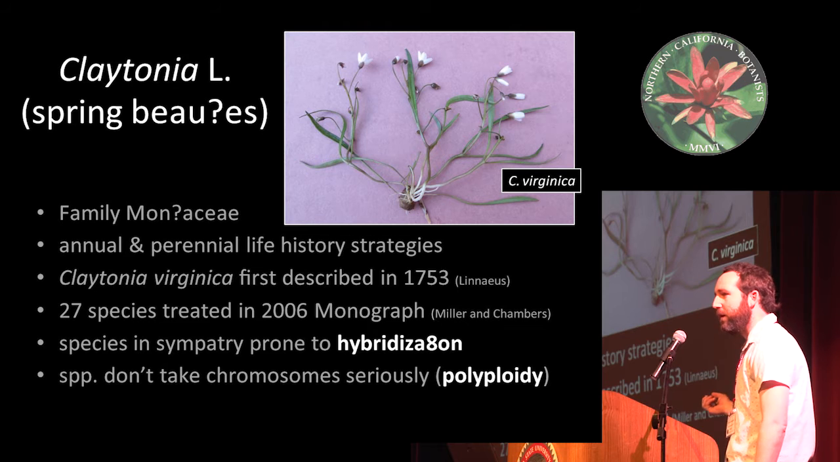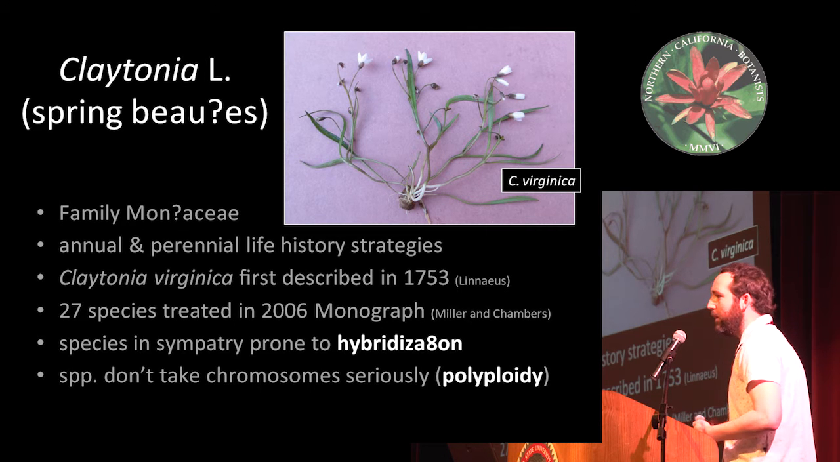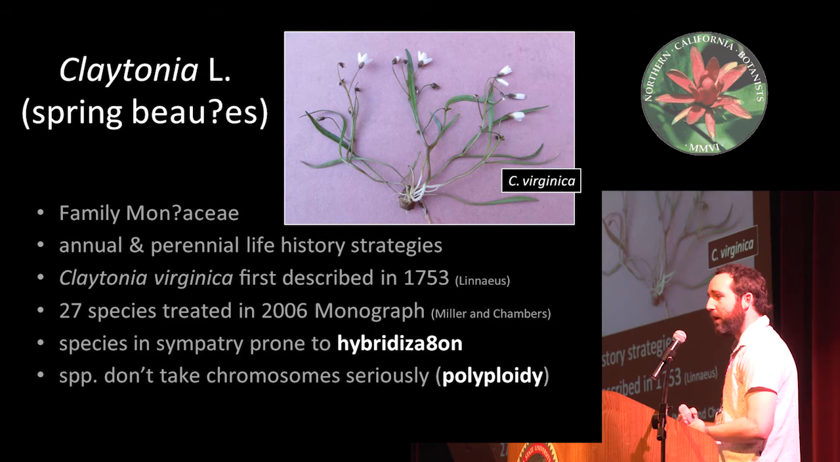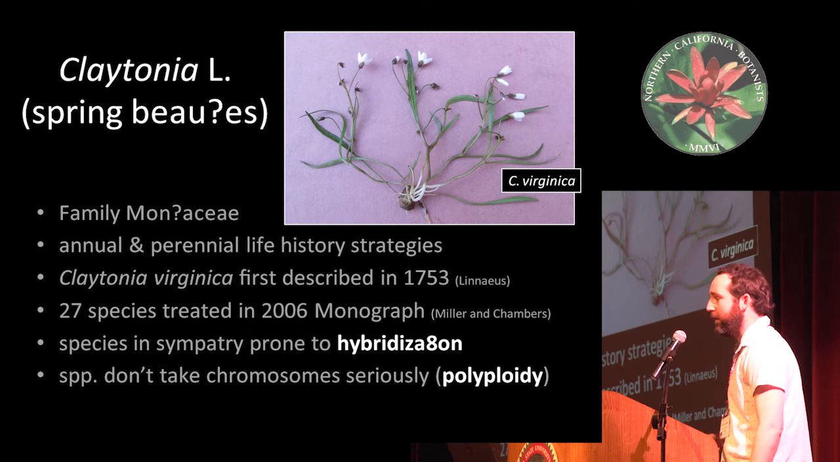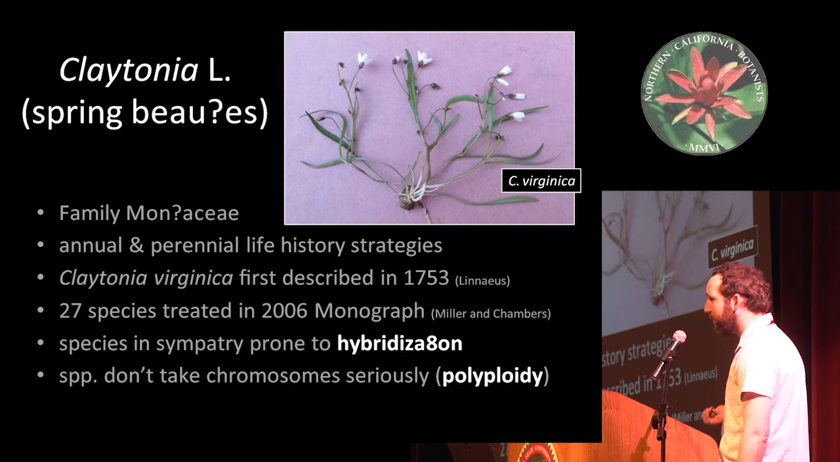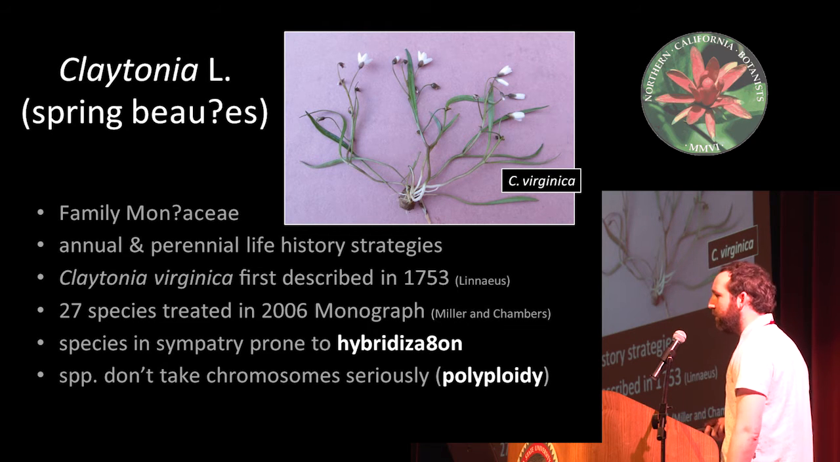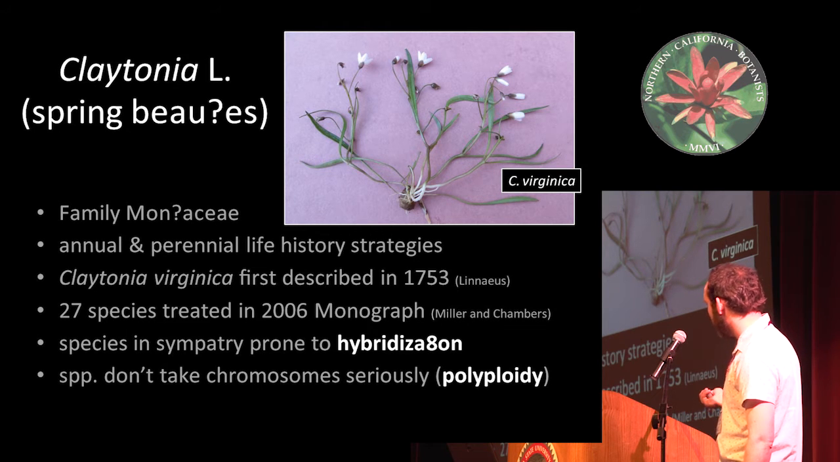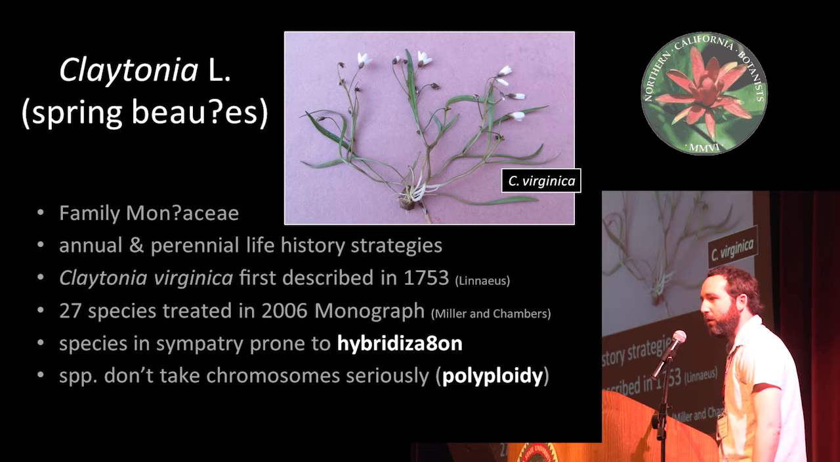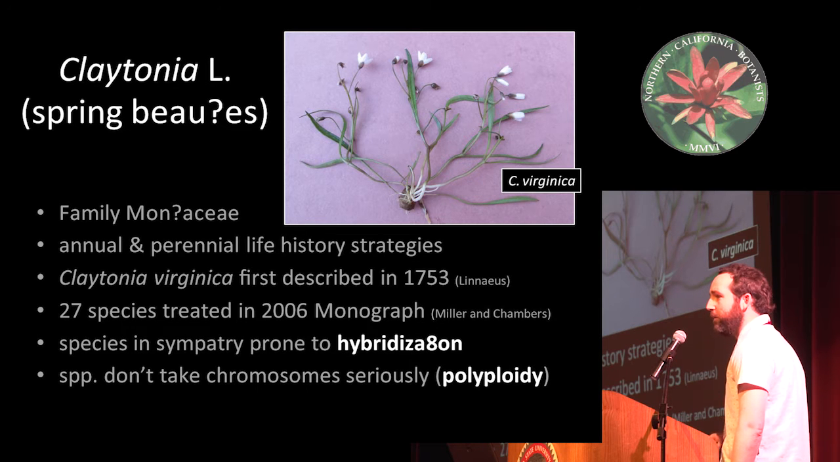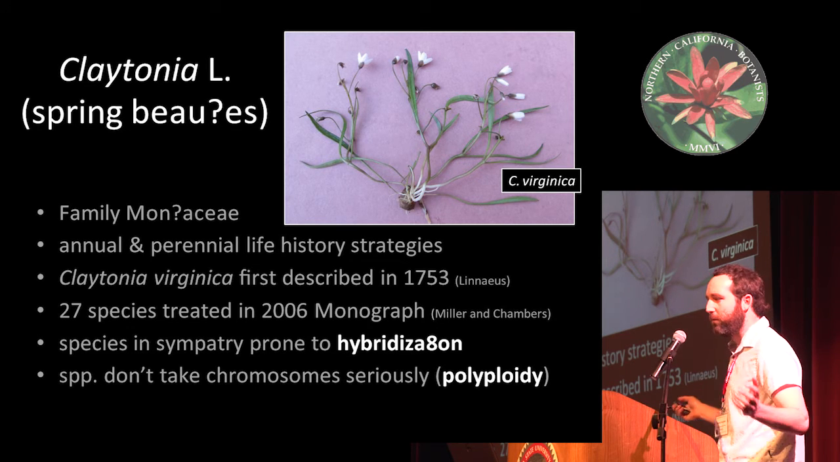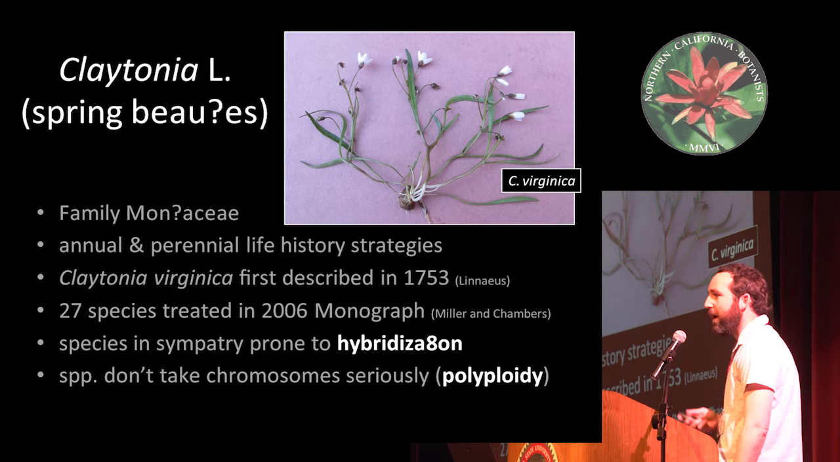And it's in the family Montiaceae, which is the bulk of the diversity in what used to be treated as Portulacaceae, now Portulacineae, outside of the massive cacti clade. About 27 species in the monograph. I would argue there's at least twice as many of that in Western North America. And many species occur in sympatry, so you'll find multiple species at any given location, and therefore they do hybridize, and they don't take their chromosomes seriously at all. Pretty much every species has some polyploid aneuploid series.